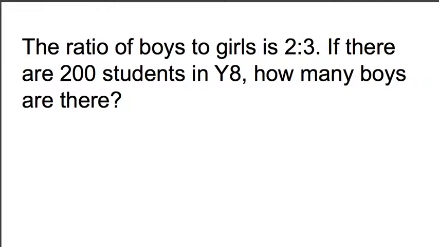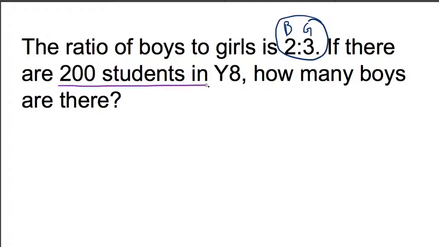Okay, what color do I want to use next? Okay, so the ratio of boys to girls, so let's write it there. Boys to girls is 2:3. Okay, so if there are 200 students in year 8, how many boys are there? Again, boy to girl, this is the simplified ratio. So if we add that, the simplified total is 5.